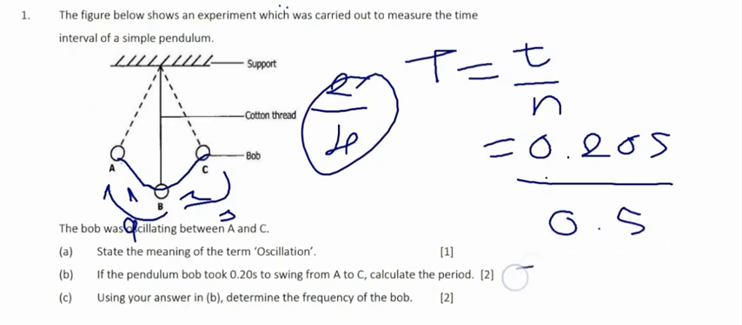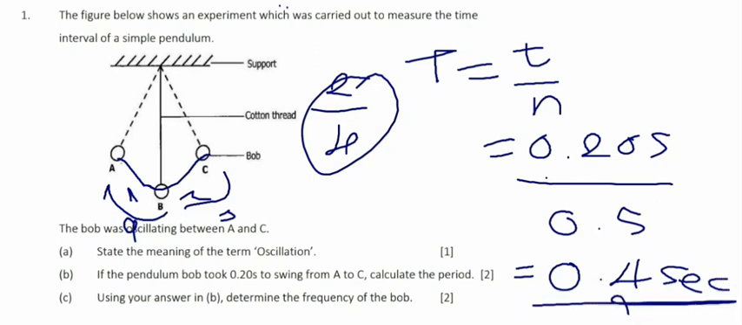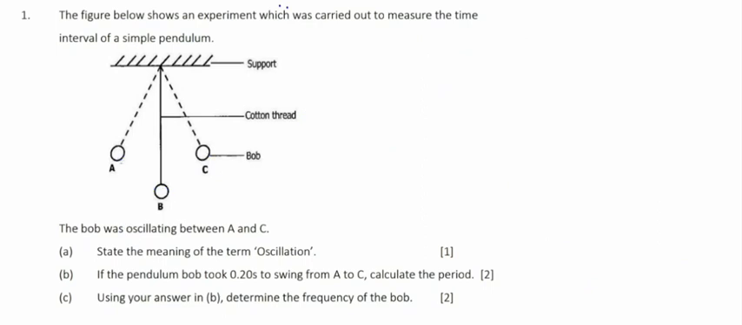Now, the final answer here is just going to be 0.4 seconds. This is our final answer for the period of the pendulum. So the period of the pendulum here is 0.4 seconds. So let's answer C. C is saying, using your answer in B, determine the frequency of the pendulum, 2 marks.